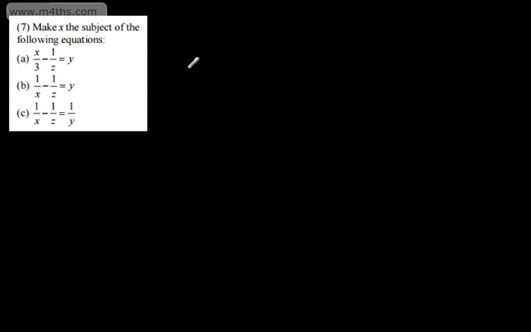Question 7, make x the subject of the following equations. So, first one's fine. All we need to do, again, is isolate on the left-hand side this x. So this is x divided by 3 minus 1 over z is going to be equal to y. So, x over 3 will be equal to y plus 1 over z.